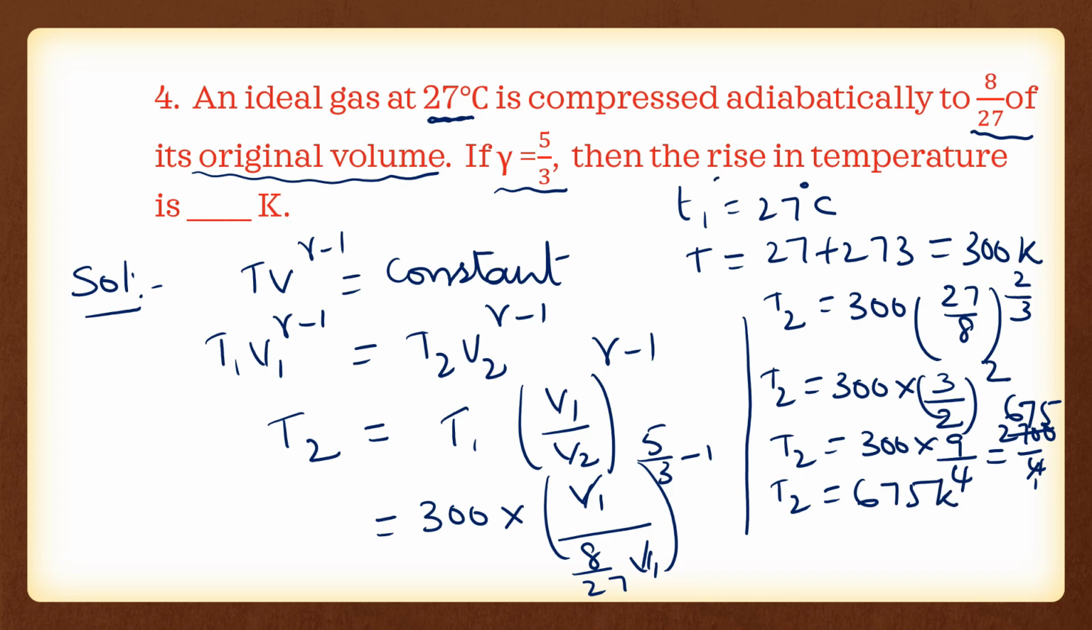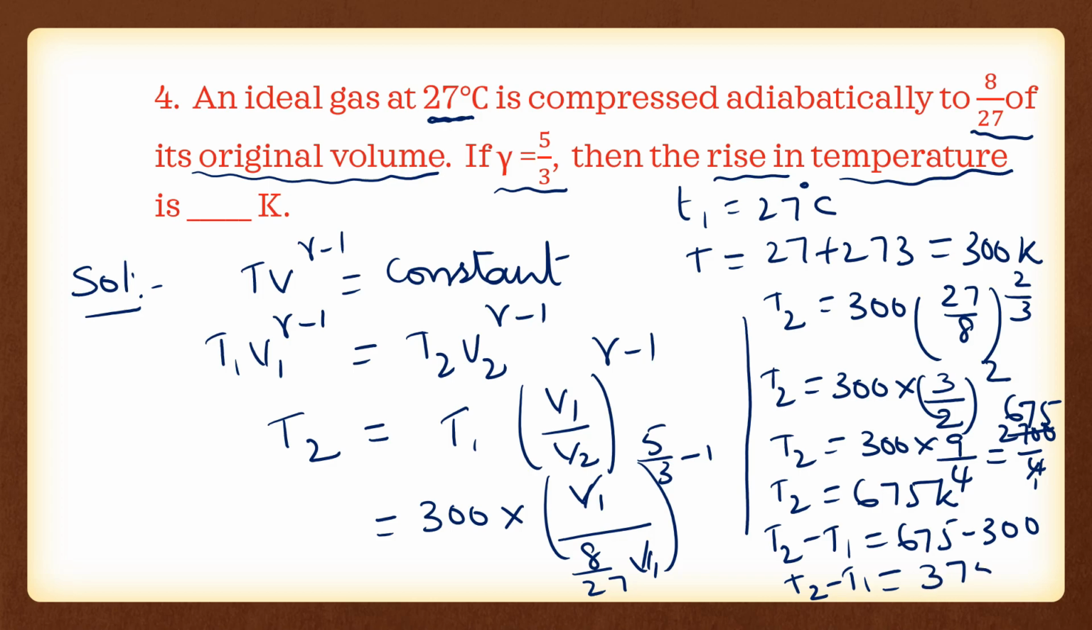Here they are asking the rise in temperature. So we have to calculate T2 minus T1, 675 minus 300. T2 minus T1 is equal to 375 kelvins. This is the final answer.